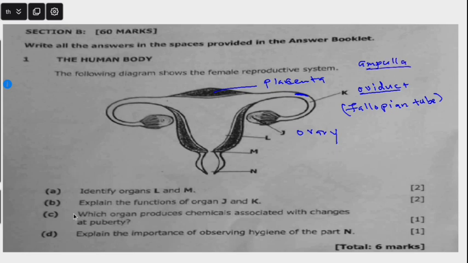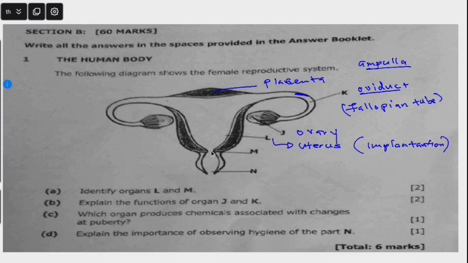Then part labeled L is called the uterus, or we can just say the uterus wall. What is the function of the uterus? That is where the process of implantation occurs. Once fertilization occurs and the zygote is formed, that is when it is going to be implanted. The uterus also has layers that you need to know. So that is where the implantation occurs.